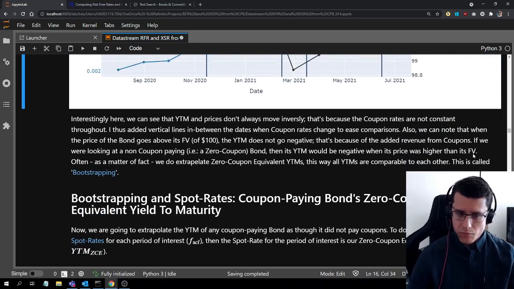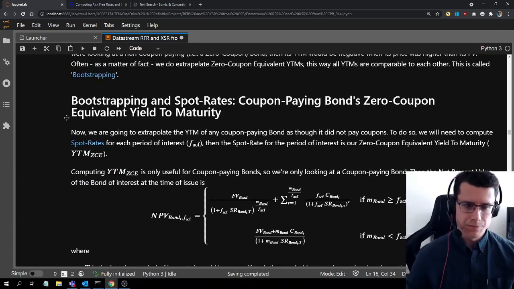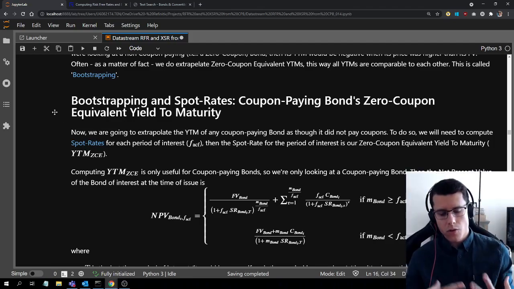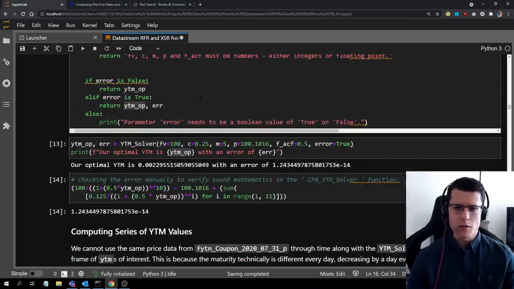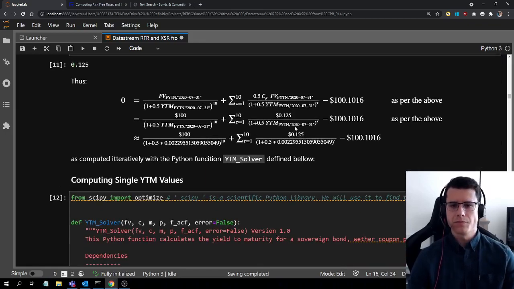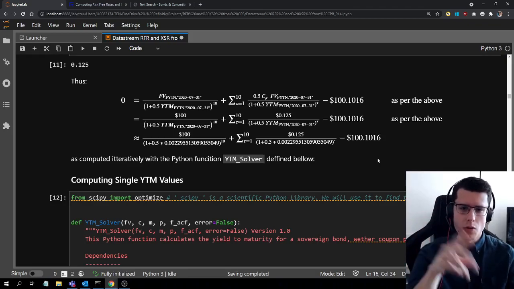Scrolling down, we're going to be looking into bootstrapping. Thus far we've been looking at the yield to maturity of coupon paying bonds. The way you do this is that you look at the cash flow of the bond. So if I scroll back up, there it is. You have the summation of all the coupon payments and the face value, and then you take away the actual market price at the moment, and you get your net present value, your fair value at the moment. And from there, you compute your yield to maturity.